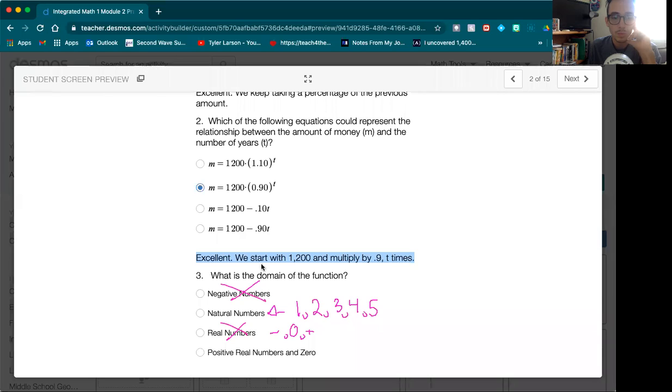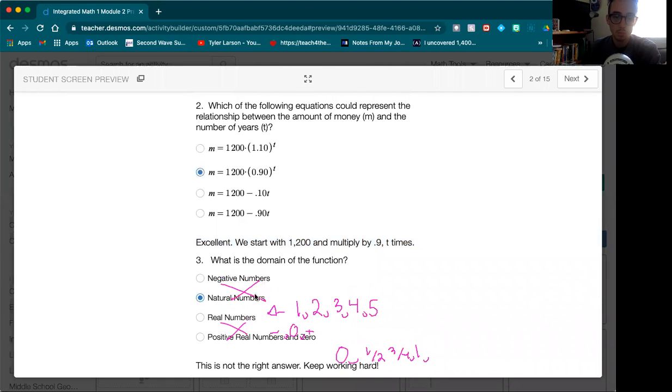If it was positive real numbers and 0, that would include, of course, 0, but then all of the fractions in between, along with 1 and 2 and all that stuff. So I think that natural numbers is going to work the best here because we're starting with an increment of, oh, no, sorry. Well, let's think. Positive real numbers. Okay, so that would be it.